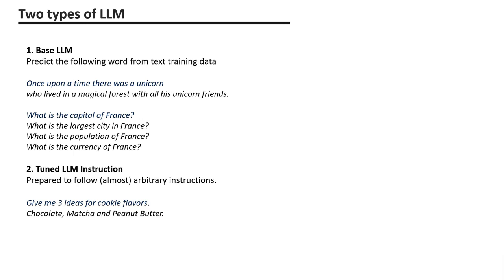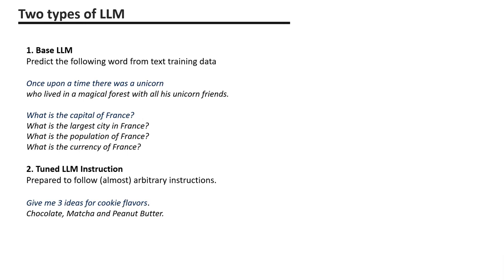the given context. On the other hand, the optimized model is specifically trained to follow instructions. These models are designed to respond to almost any given instruction. For example, if we ask the ChatGPT model to provide 3 ideas for cookie flavors, it will generate those ideas, such as chocolate, matcha, or peanut butter, instead of simply completing the sentence.